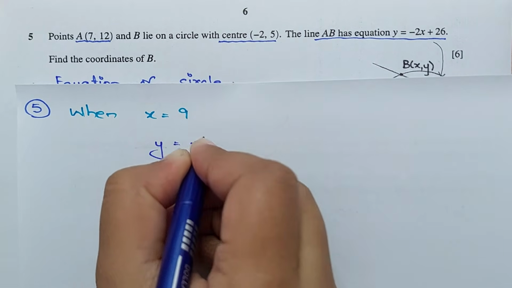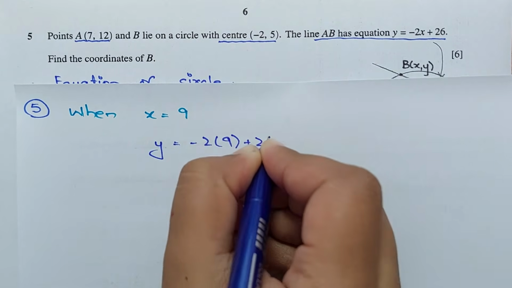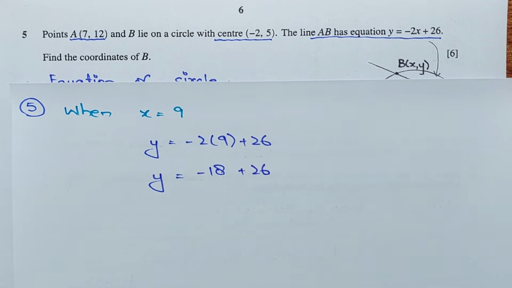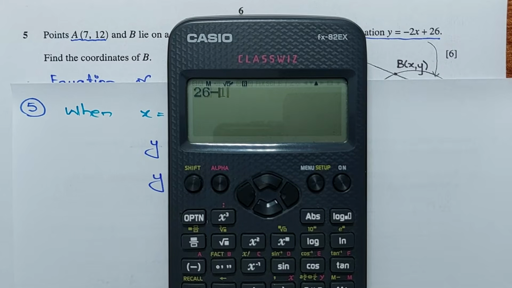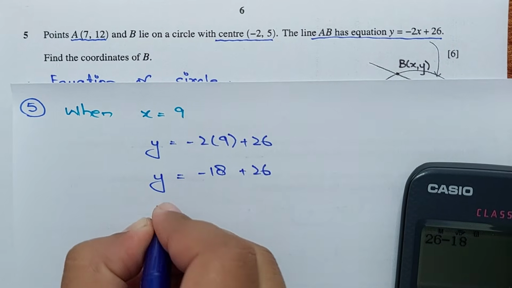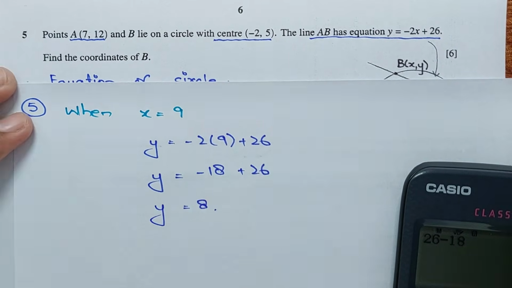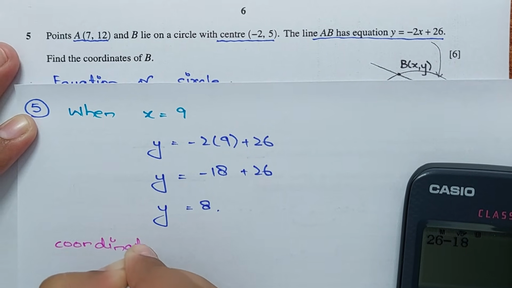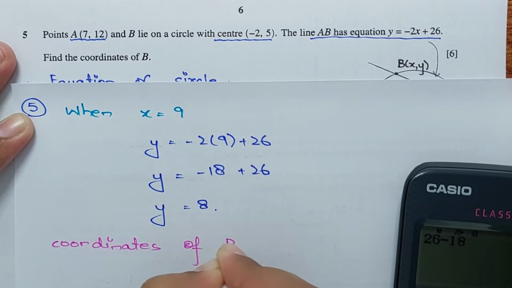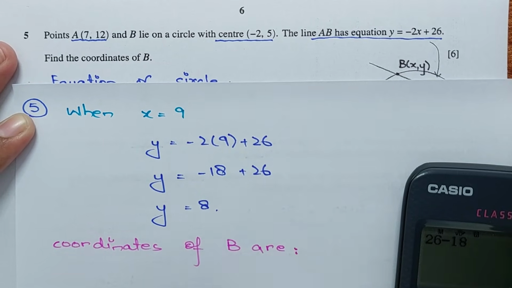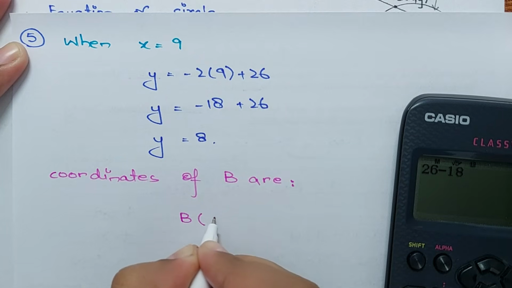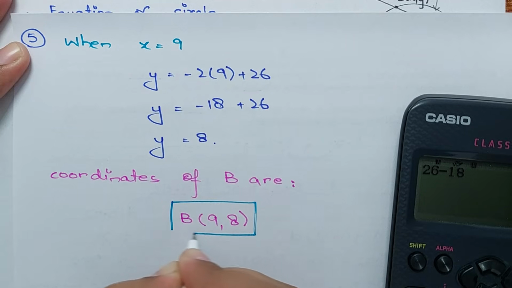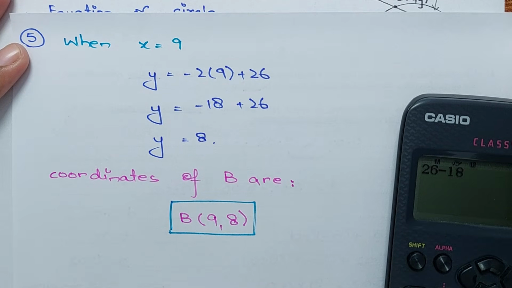So y equals minus 2 times 9 plus 26. Y equals minus 18 plus 26. 26 minus 18 is 8. So the y coordinate is 8. Right. Now we can say the coordinates of B are, the x is 9 and the y coordinate is 8. So these are the coordinates for point B where the circle meets the line AB.